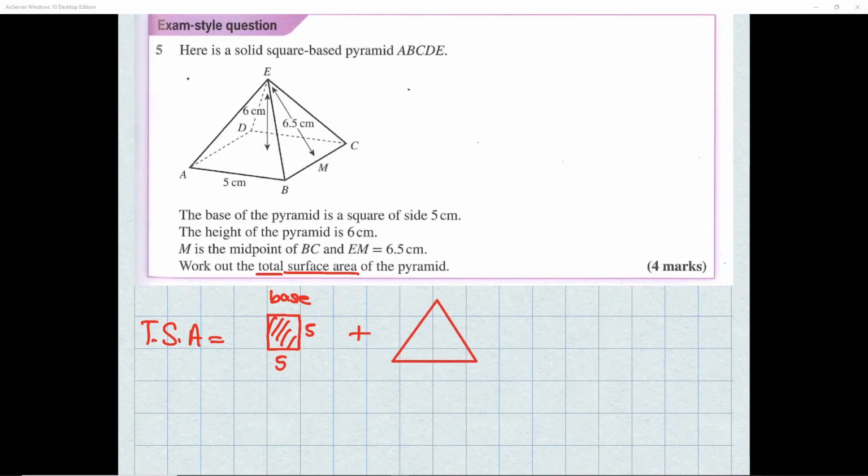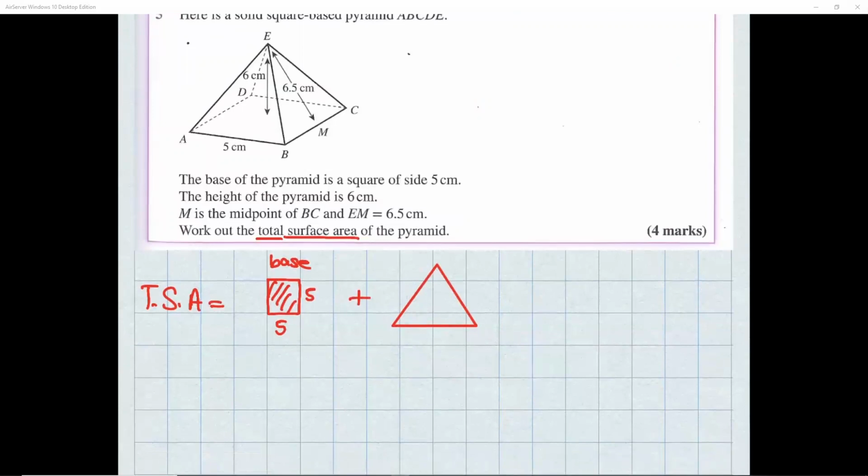Oh, okay. Now, so if you're gonna work, how many of those do you have? 4. 4 of them. Excellent. So you have area of triangle times by 4. Right. What's the bottom measurement of the triangle, the base? 5 centimeters. And what is the height of your triangle? 6 centimeters. No, 6.5. Remember, 6 is the height of the pyramid, not the measurement. Look on the diagram.